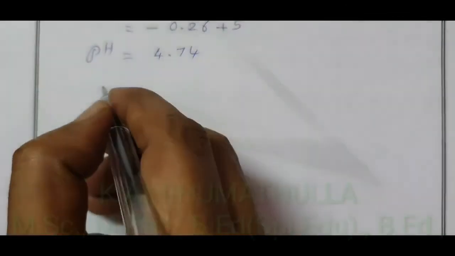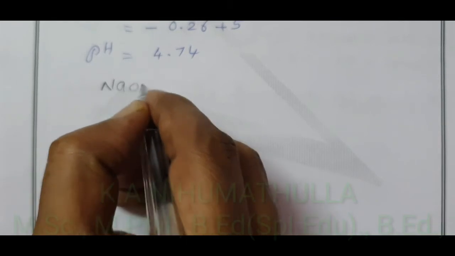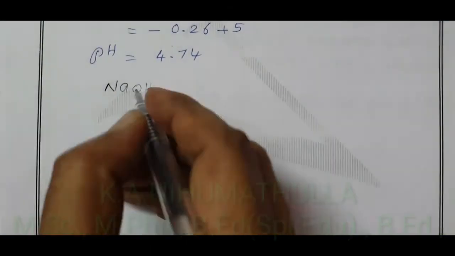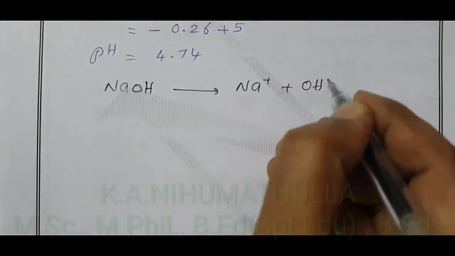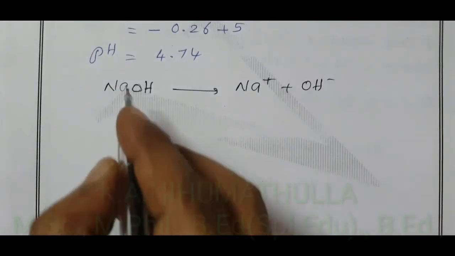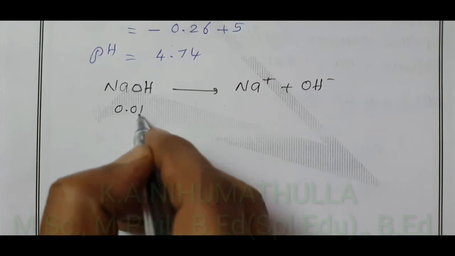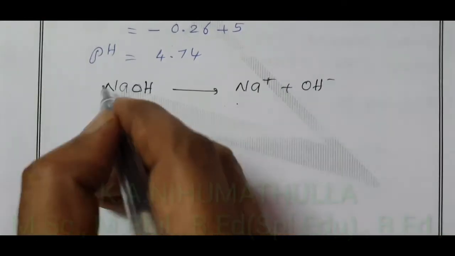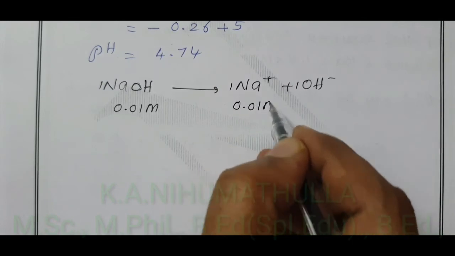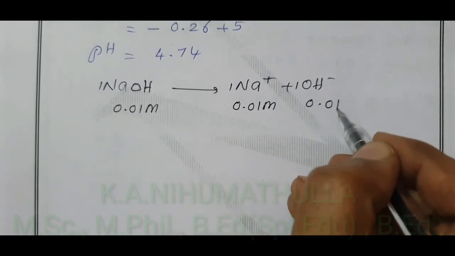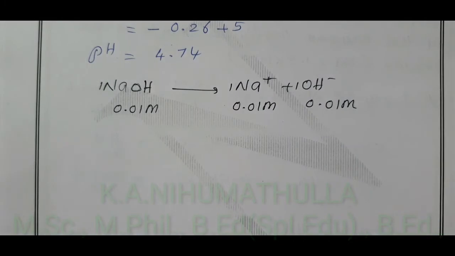Sodium hydroxide, NaOH, undergoes ionization and gives Na plus ion and OH minus ion. The NaOH concentration we have calculated is 0.01 mole, here 1. Therefore, this value is also 0.01, this value is also 0.01 molarity.